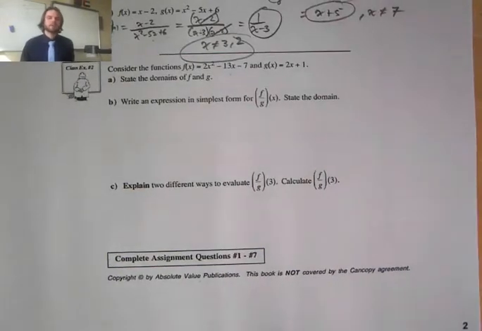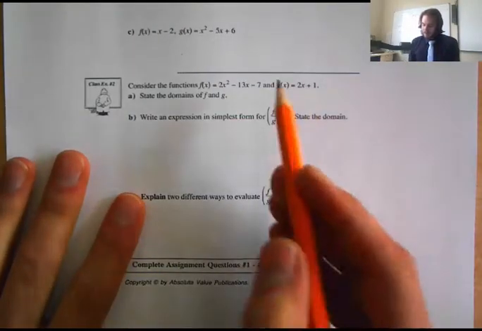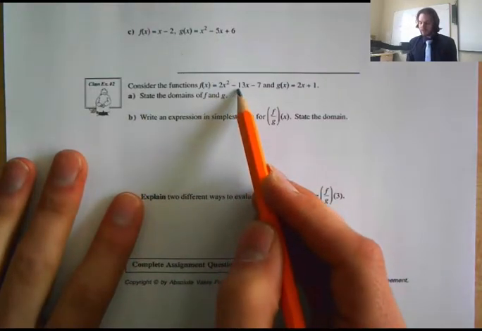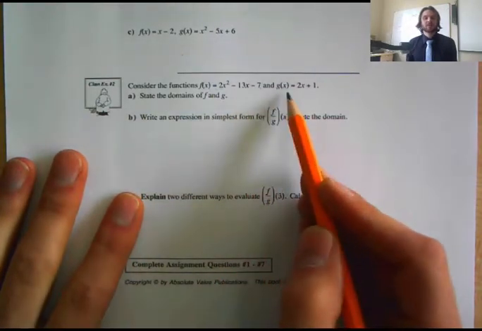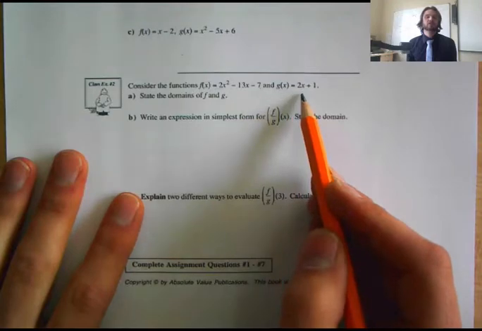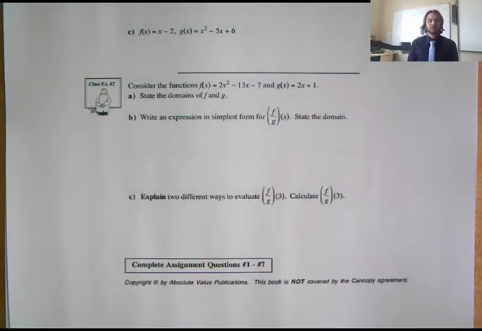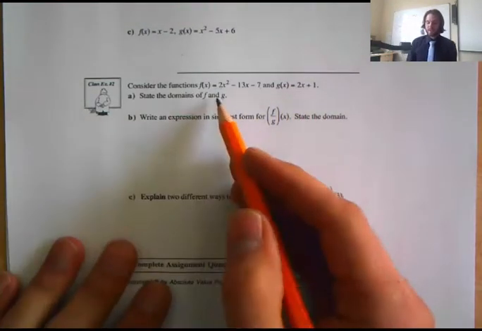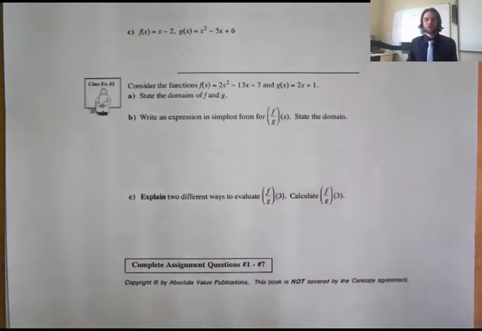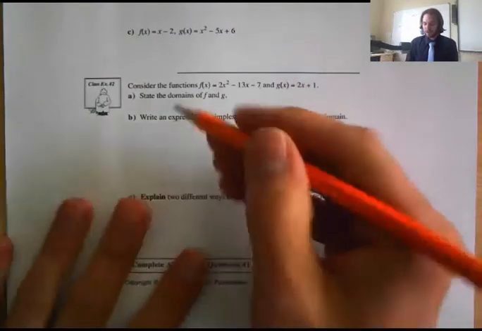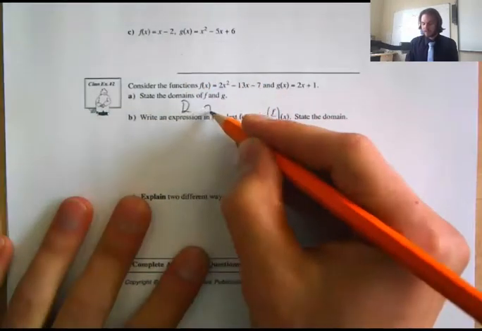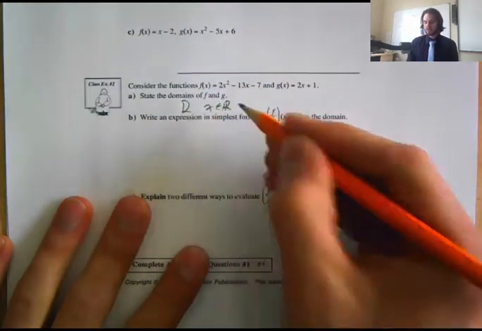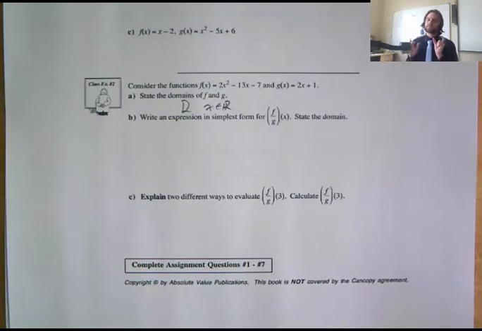All right, let's take a look at example number 2. Here we have 2x squared minus 13x subtract 7 for f of x, and g of x is 2x plus 1. Now it wants us to first state the domain and range of f and g. Well, for both of these, x could equal all real numbers. There is no restriction on the domain. So the domain is x is an element of all real numbers. Okay? Our range, though, there is a slight restriction.